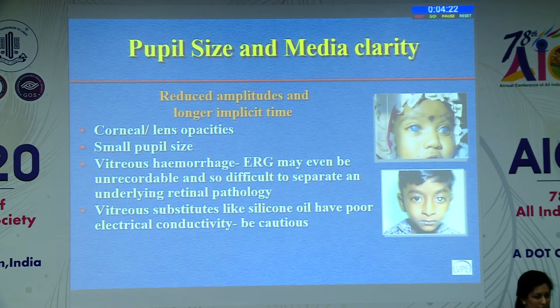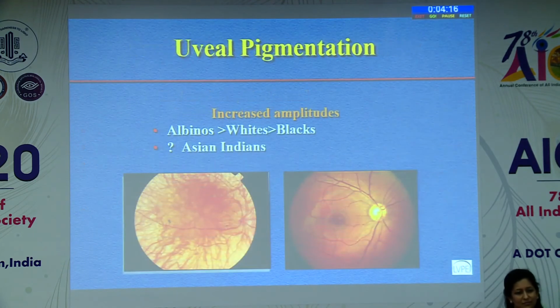So ERG in a silicone filled eye is not going to give you any information whether that eye has potential for vision or not because oil is a poor conductor. The amplitudes increase when there's less pigment in the retina. So albinos actually will have very high amplitudes. We don't have good data on Asian Indians on where they fall, but I think they should be falling in between the people who have white retina and a black retina, depending on from which part of the country they come from.